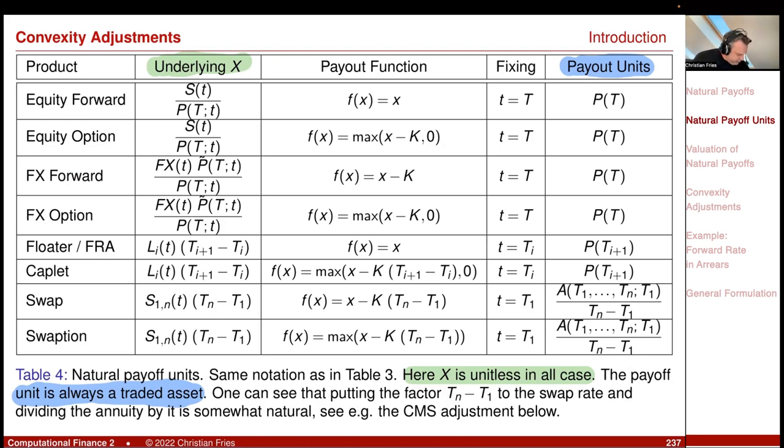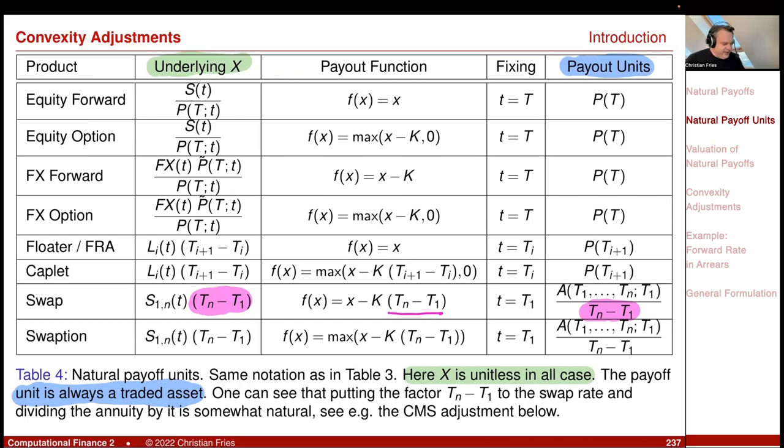And I would propose to multiply here with the length of the whole period from the first starting to the last ending, and you divide by that. If you then also apply this little factor to the K, then you see this is just the same: S times Tn minus T1 minus K times Tn minus T1, multiplied with A divided by Tn minus T1. So it goes away. So I have just rewritten this in a much more consistent way.